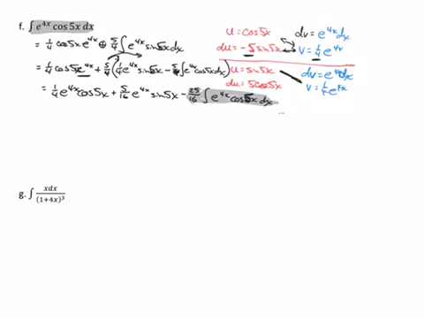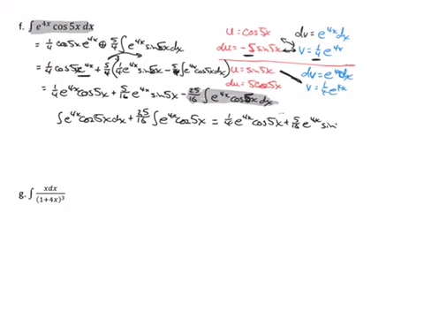So we will have the original integral of e to the 4x cosine of 5x dx plus 25/16 of that integral of e to the 4x cosine 5x. It's equal to everything that was not highlighted. So the 1/4 e to the 4x cosine 5x plus 5/16 e to the 4x sine 5x.